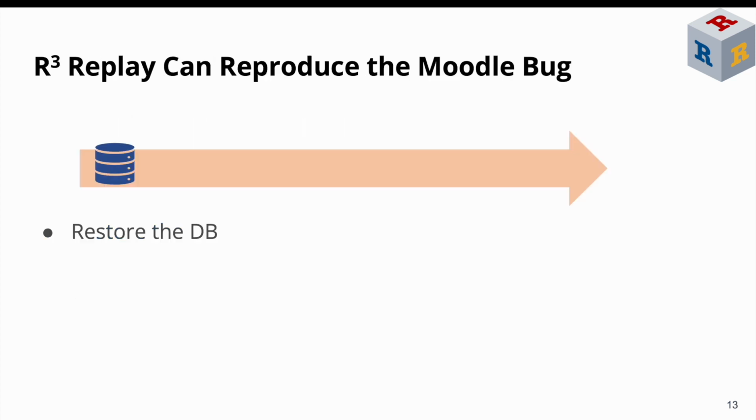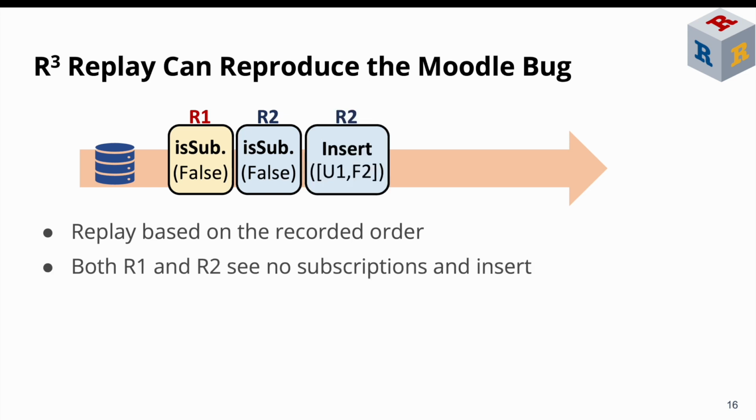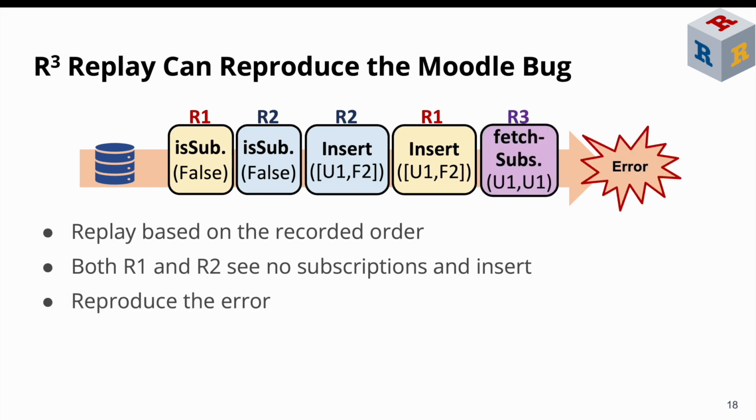Here's a demo for replaying the Moodle trace. We first restore the database to the state immediately before the first request. Then we'll re-execute the concurrent subscribe user requests. Each runs their first transaction to check if the user is subscribed to the forum. Because these checks are interleaved, they both found no subscription. Then both requests will run their insert transactions. So the user is subscribed to the same forum twice. And we reproduce the same error.